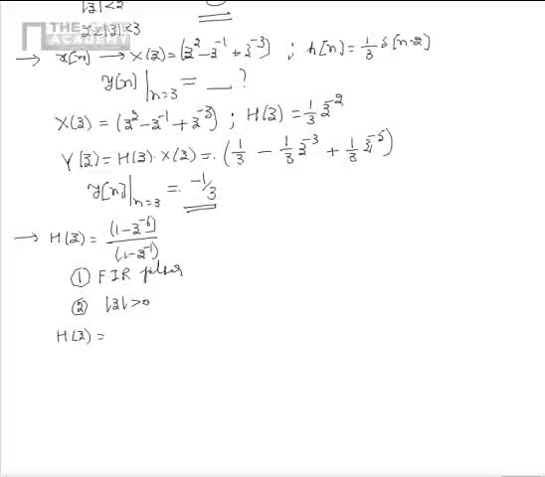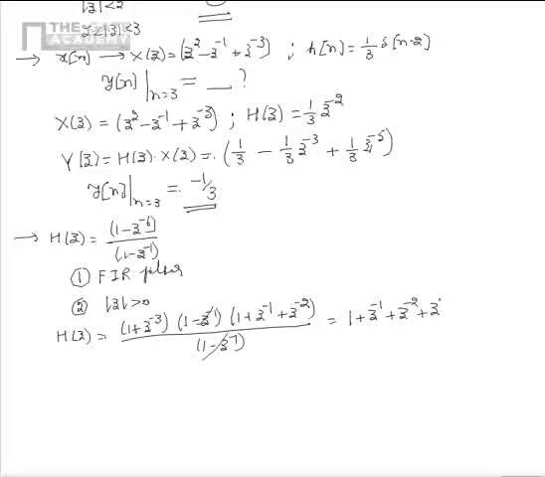From the given data, the system function can be written as H(z) = (1 - z^-3)(1 + z^-3) / (1 - z^-1), which factors further as (1 - z^-1)(1 + z^-1 + z^-2)(1 + z^-3) / (1 - z^-1). Upon simplification, H(z) can be written as 1 + z^-1 + z^-2 + z^-3 + z^-4 + z^-5.